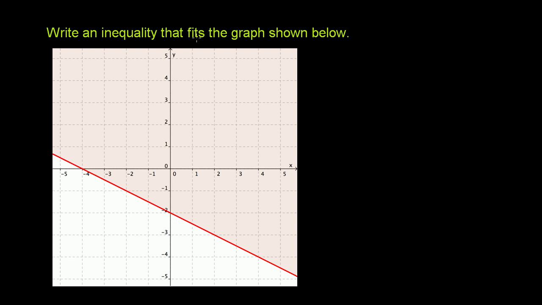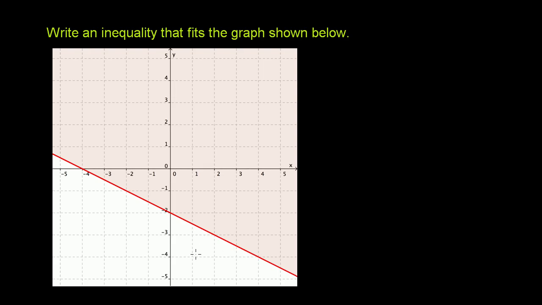Write an inequality that fits the graph shown below. So here they've graphed a line in red, and the inequality includes this line because it's in bold red. It's not a dashed line. And it's going to be all of the area above it. So it's all the area where y is going to be greater than or equal to this line. So first we just have to figure out the equation of this line.